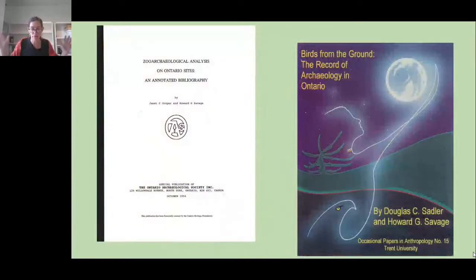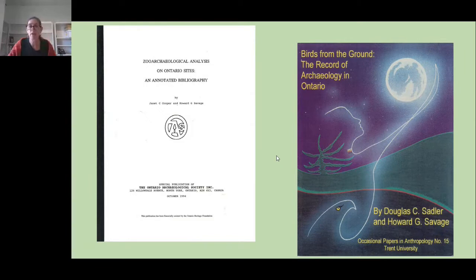So that bank of filing cabinets represents an enormous amount of student effort. If you just do basic math, we're looking at something like possibly as many as 200,000 identifications. Not all of them from Ontario, but a significant number that are just sitting there in student reports. Other people have noticed this. So many years ago, in fact, the OAS published a summary written by Janet Cooper and Howard Savage in 1994, just describing all of the sites and the kinds of animals that were present on those sites.